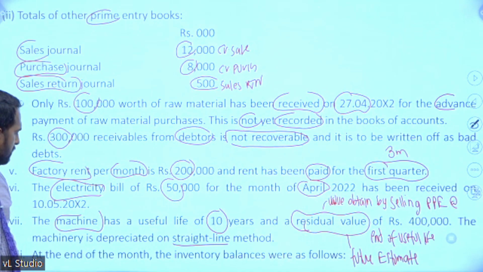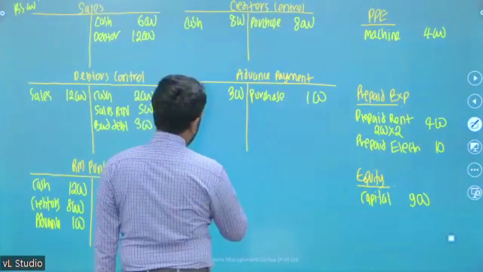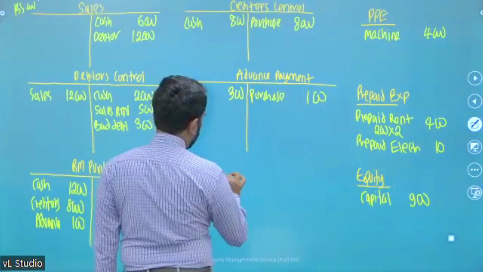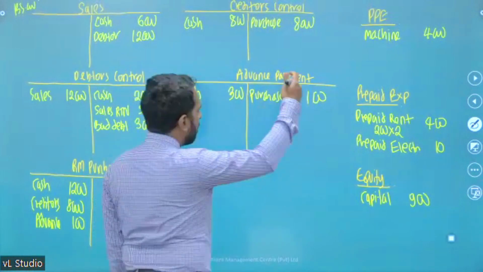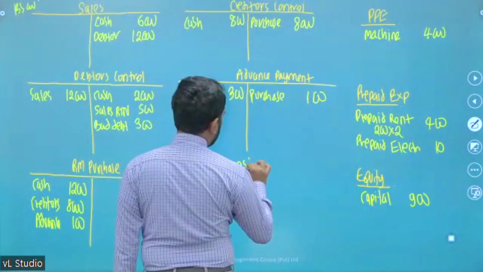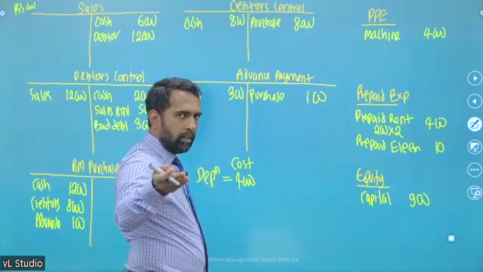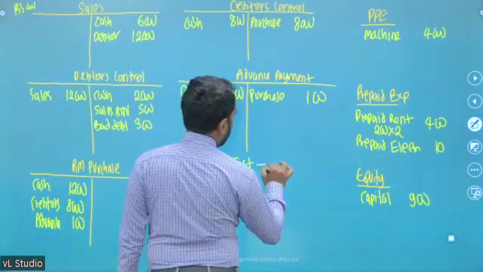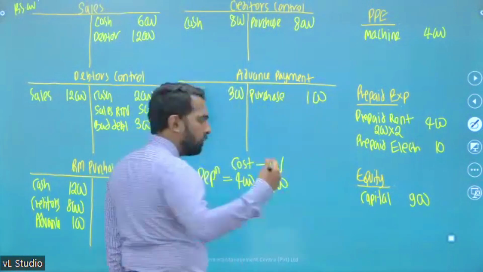Seventh adjustment says the machine has a useful life of 10 years and the residual value is 400. The machine is depreciated on a straight line basis. Now, when you are calculating the depreciation, you need to look at the net cost of this asset. We have spent 4,000, so our cost is 4,000. But 10 years later, you are getting 400. So from the cost, you need to deduct the residual value, because 400 you are going to get at the end of the 10th year.